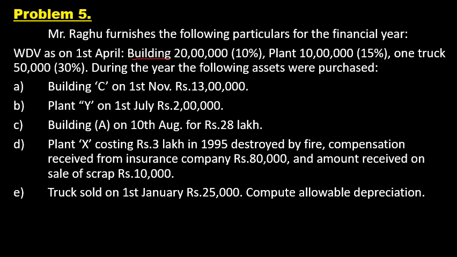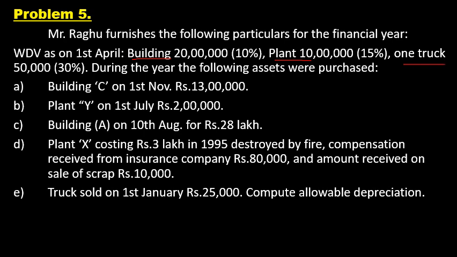Next, plant 10 lakh, 15%. So this is another block of assets which carries a 15% rate of depreciation. Next, truck, it is 50,000, 30%. One truck 50,000, 30%. So another block of assets. So there are three blocks of assets.